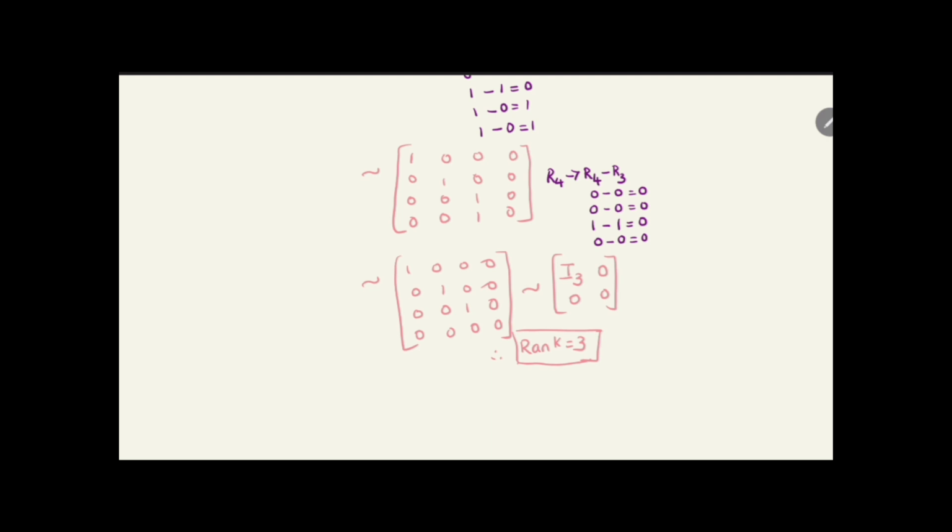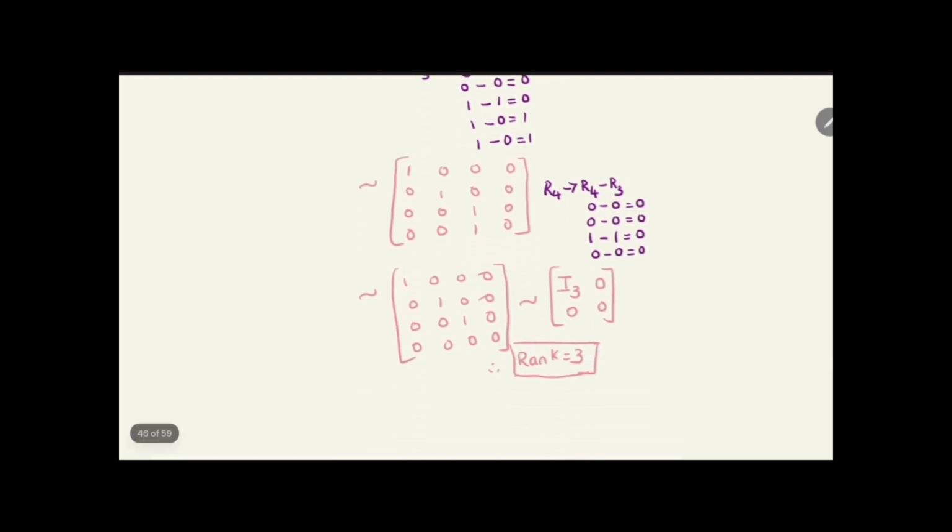Is it clear, students? All the 3 problems. First you have to know the steps for a 3 by 3 matrix or 4 by 4 matrix, and you have to perform row operation or column operation accordingly. Hope you understood, students.